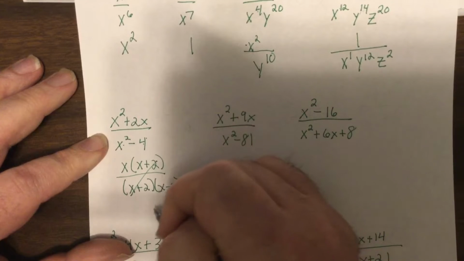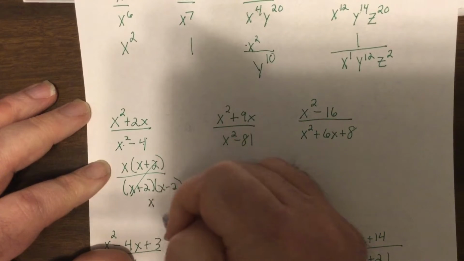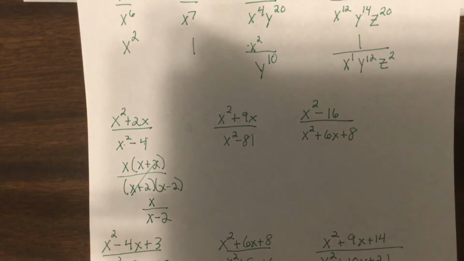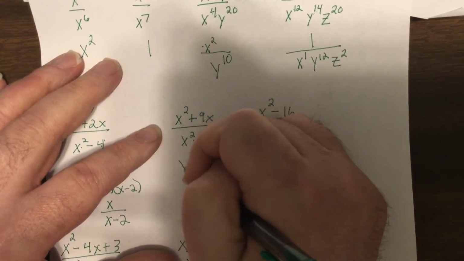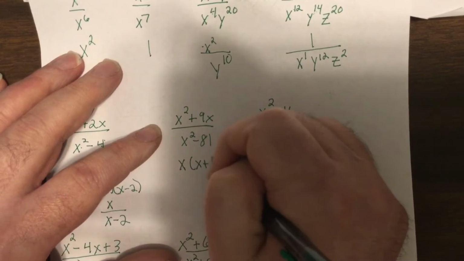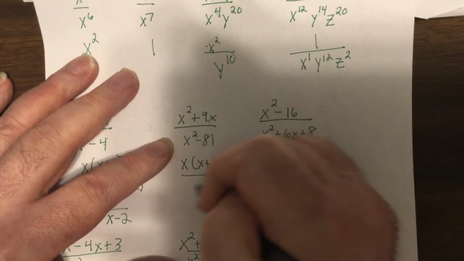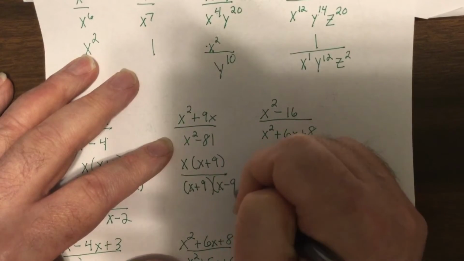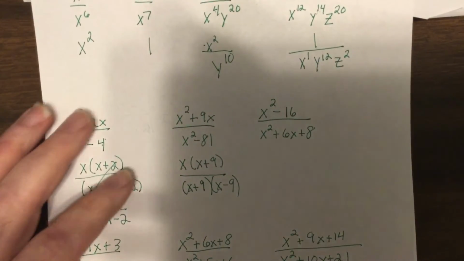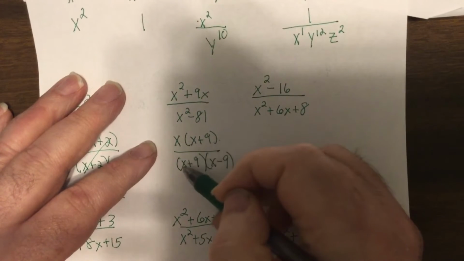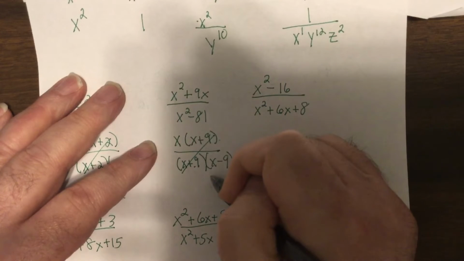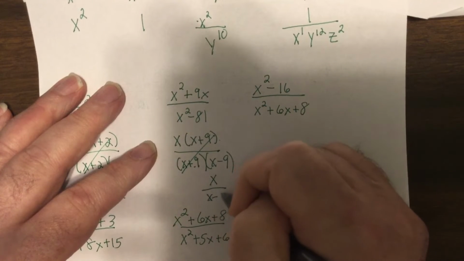So the x plus 2's cancel. They're the same. Anything divided by itself is 1, except, of course, 0. So you'd still have x and x minus 2 left. In this one you factor out the x, the GCF. Here, this is the difference of squares. Excuse me. So we do have a common term, x plus 9, so I can cancel that out. You'd have x over x minus 9 left.